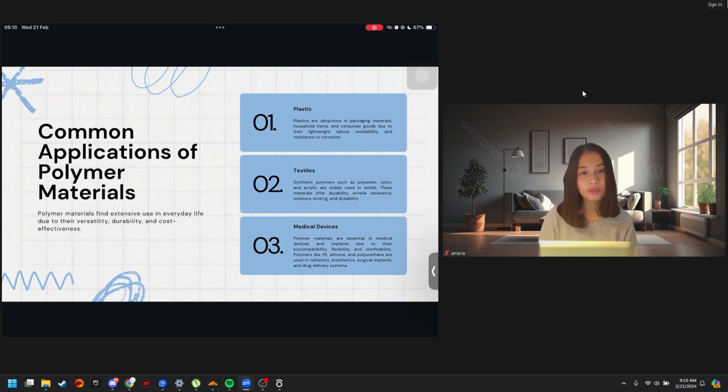Synthetic polymers such as polyester, nylon, and acrylic are widely used in textile. These materials offer durability, wrinkle resistance, moisture wicking, and dyeability. Last one is medical devices. Polymer materials are essential in medical devices and implants due to their biocompatibility, flexibility, and sterilizability. Polymers like PE, silicone, and polyurethane are used in catheters, prosthetics, surgical implants, and drug delivery systems.